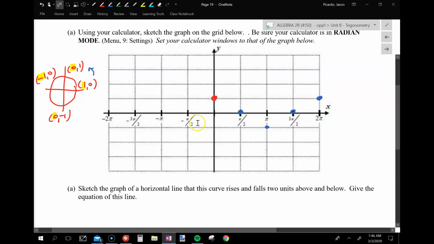Okay, well, what if I went in the negative direction, right? What if I went in the negative direction? 1 would go to 0, would go to -1, would go to 0, would go to 1. And there's my cosine curve.